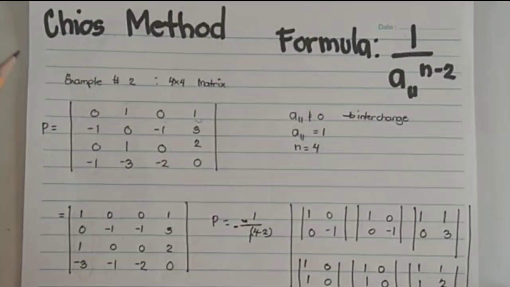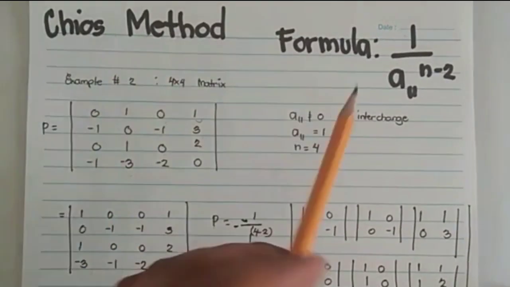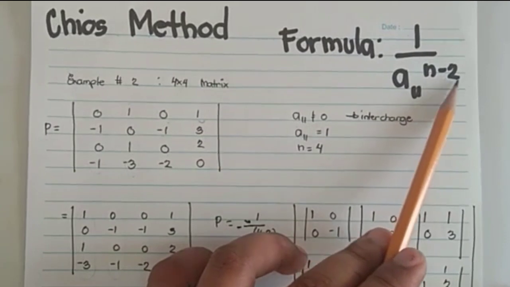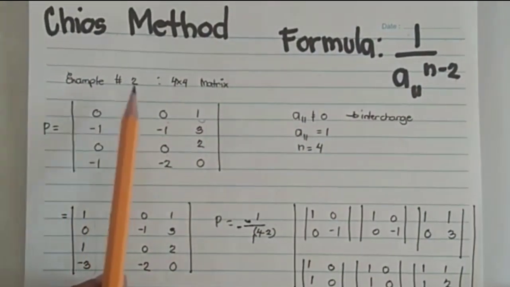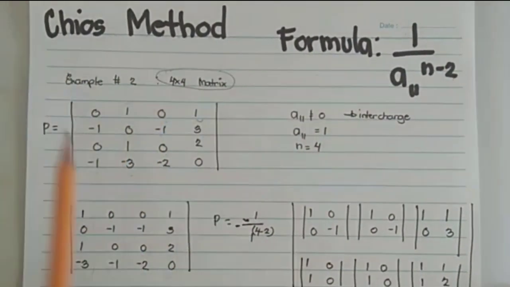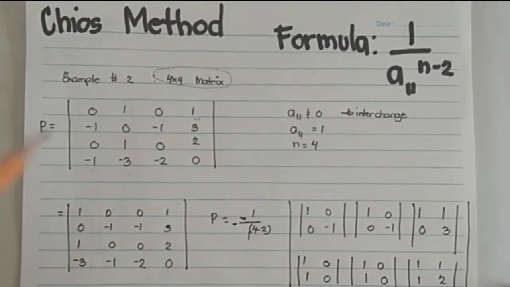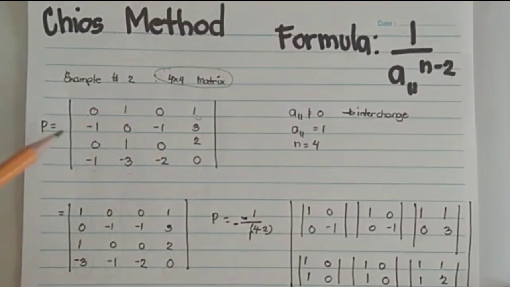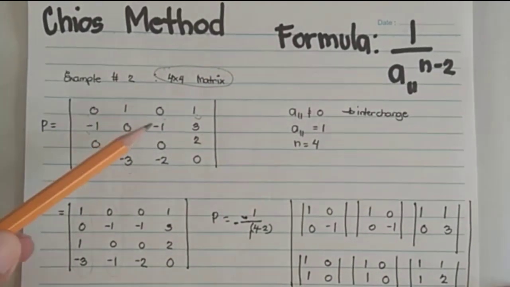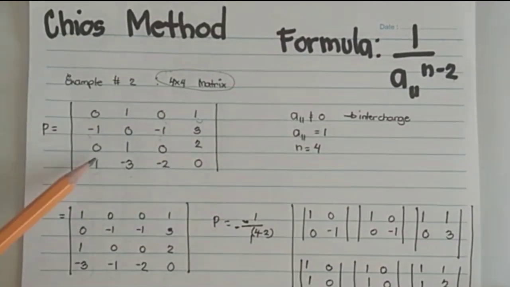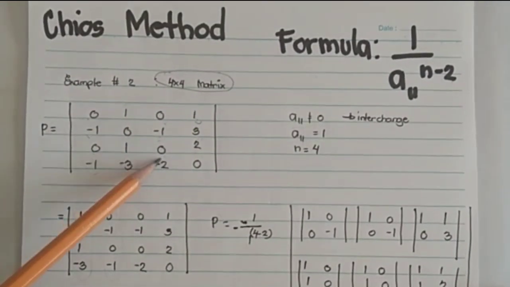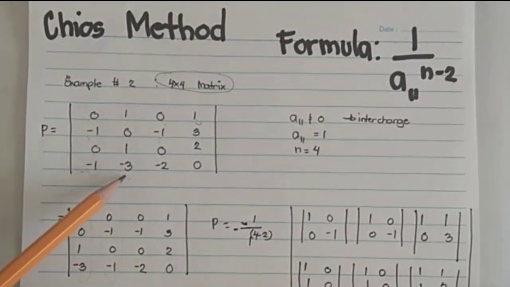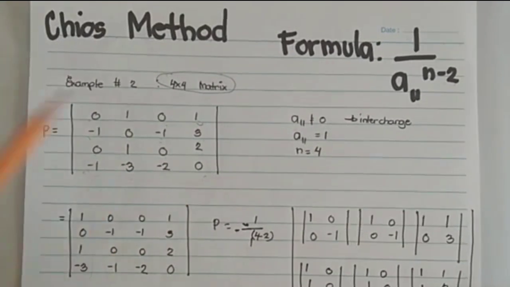So in this video, we are going to solve Chio's method using the formula 1 all over a11 raised to n minus 2. So in this example, we have the 4 by 4 matrix. The P determinant has the numbers on the first row 0, 1, 0, 1. Second row, negative 1, 0, negative 1, 3. Third row, 0, 1, 0, 2. And the fourth row, negative 1, negative 1, negative 3, negative 2, 0.